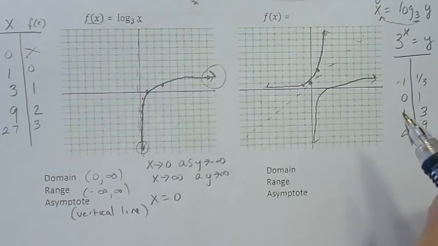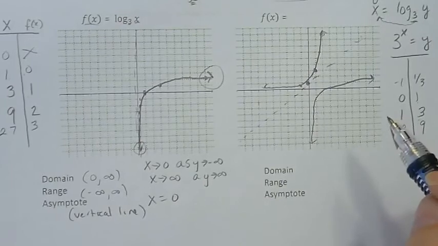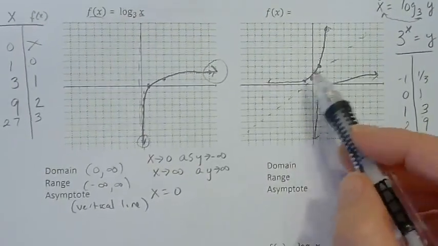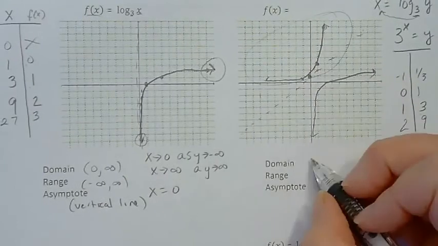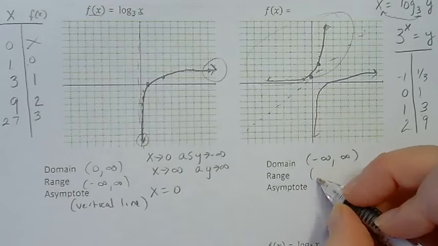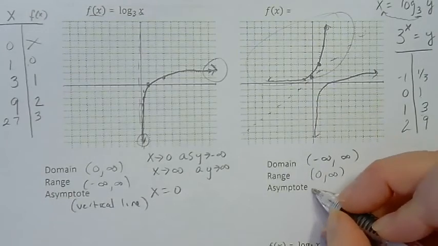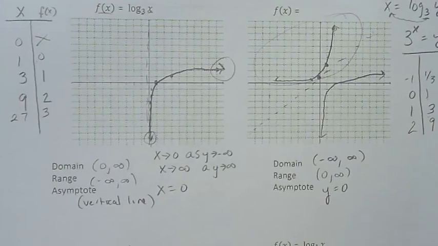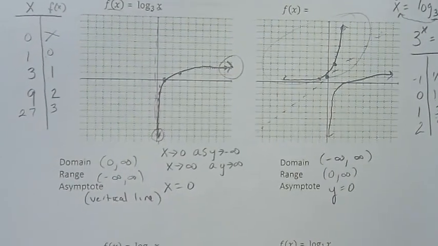An exponential and a logarithm are inverse functions. If we talked about this exponential function, the domain would be negative infinity to infinity. The range would be 0 to infinity. And the asymptote would be at y equals 0 because I hadn't scooted up or down.